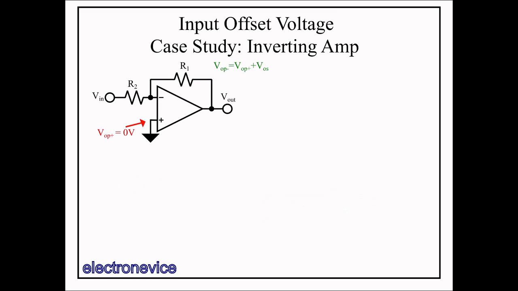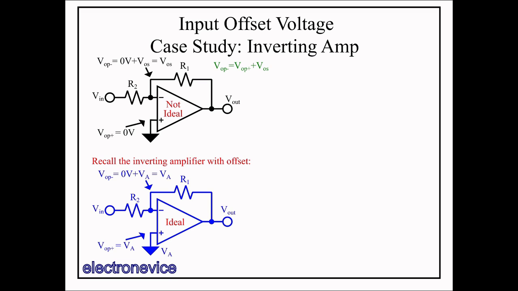Now we examine the effect of input offset voltage on the inverting amplifier configuration. First off, we're setting VOP+ to 0 volts as we did before, and we note that VOP- equals 0 volts plus VOS as defined by our new equation. This may look familiar because it is the same as the inverting amplifier with offset, which has the VOP+ input connected to a voltage VA. It generates the same voltage on VOP-, except the voltage becomes VA instead of VOS.